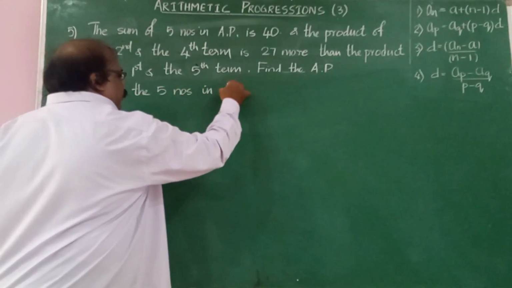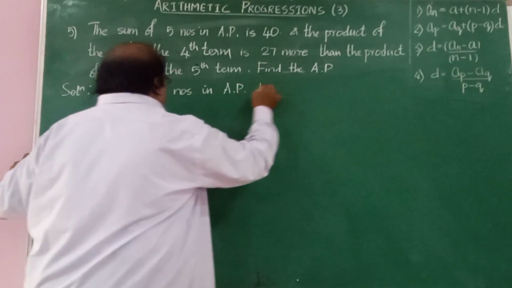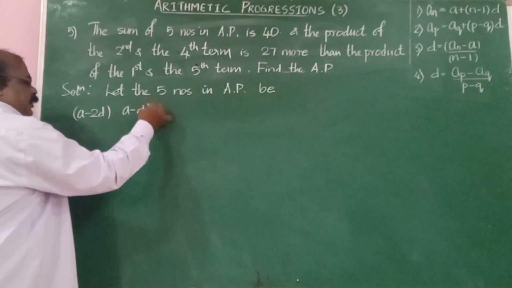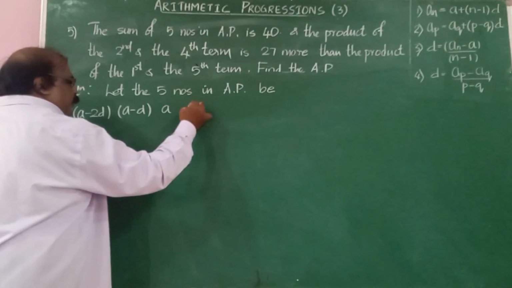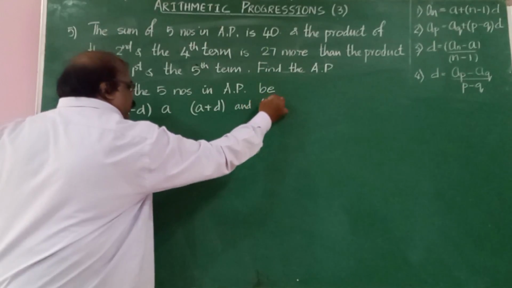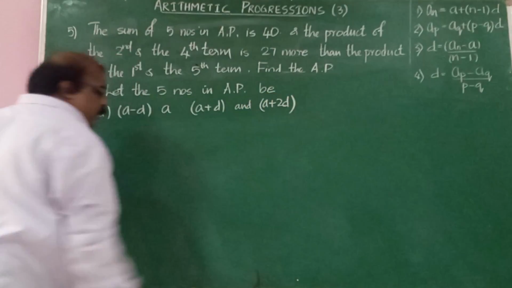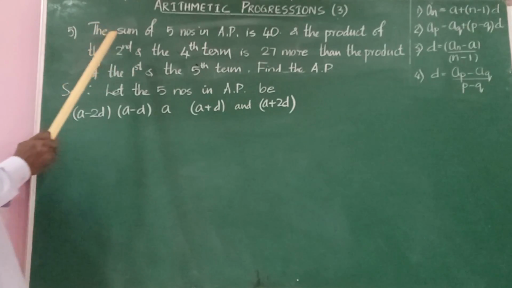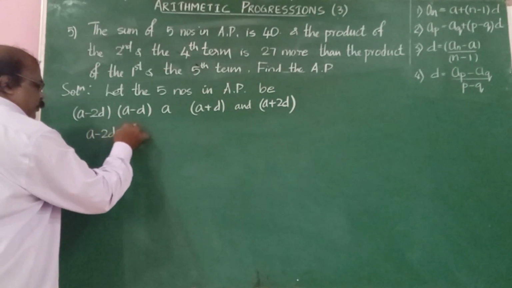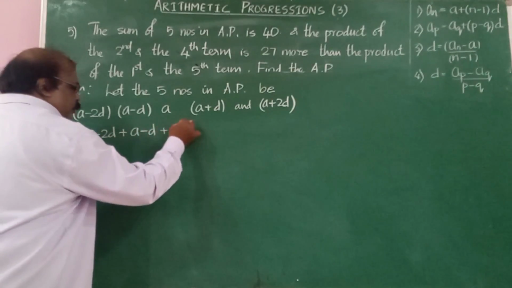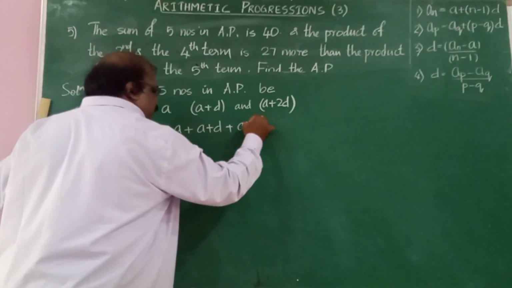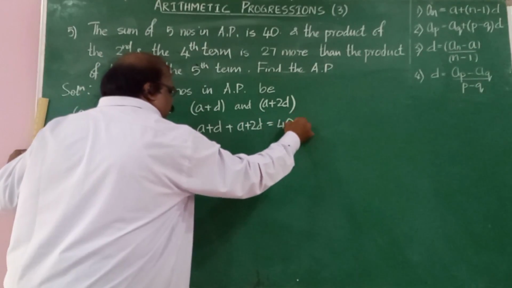in AP be A minus 2D, A minus D, A, A plus D, and A plus 2D. Look at the first condition. The sum of five numbers is 40. So therefore, A minus 2D plus A minus D plus A plus D plus A plus 2D is equal to 40.